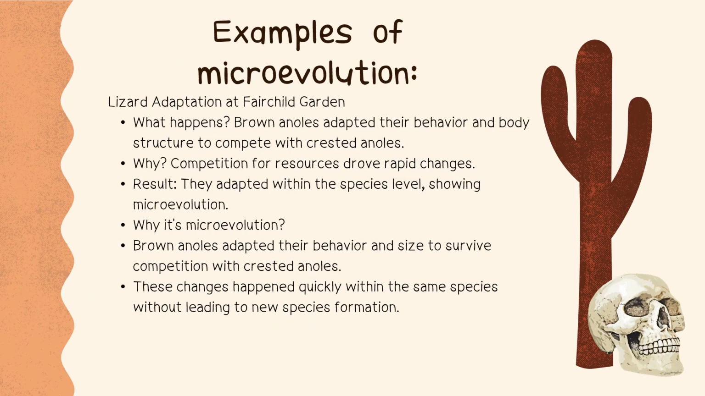Brown animals adapt their behavior and body structure to compete with crested animals. Why? Competition for resources drove rapid changes. Result: they adapted within the species level, showing microevolution. Why? It's microevolution. Brown animals adapted their behavior and size to survive competition with crested animals. These changes happen quickly within the same species without leading to new species formation.